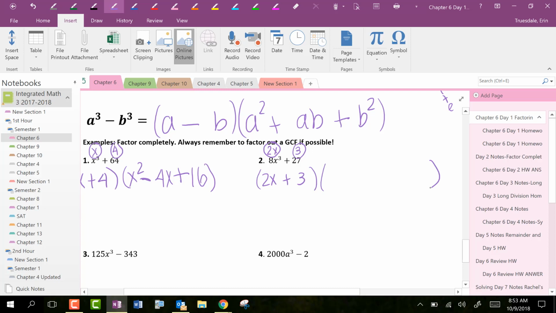Second factor, I have to square this 2x. So 2x times 2x gives you what? 4x squared, that's the first term. Then I square the 3, so 3 times 3 is 9. And then in the middle I multiply them together, so what should go here? 6x, very good. Same sign, opposite sign, always positive.